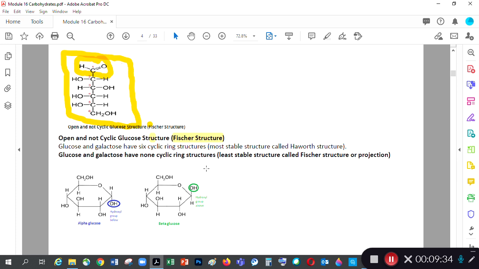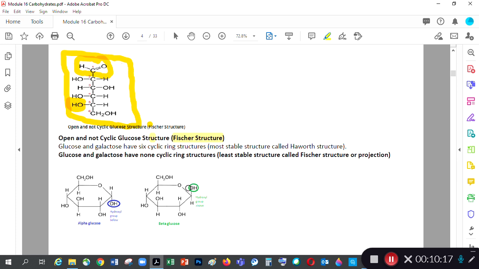Called Haworth projection. But again, this naming, the IUPAC name, is called: it's an aldehyde group, so start with the aldehyde group, aldo. How many carbons? 6. Hexo, and then the ending OSE. Then we will see later on the last OH here, we have to consider it. This is at the left here, OH, so it will be L. L-aldohexose.